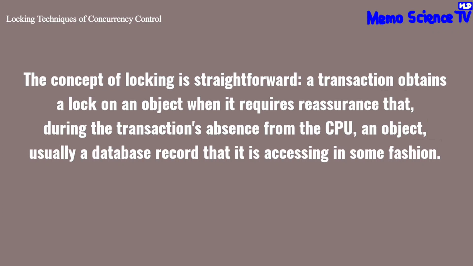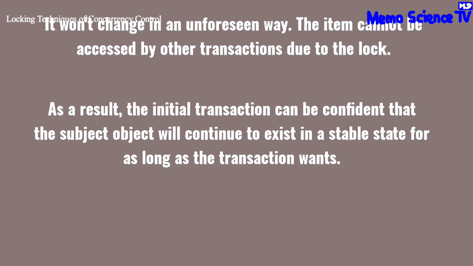The concept of locking is straightforward. A transaction acquires a lock on an object when it requires reassurance that, during the transaction's absence from the CPU, this object, usually a database record that it is accessing in some machine, will not change in an unforeseen way. The item cannot be accessed by other transactions due to the locking variable. As a result, the initial transaction can be confident that the subject object will continue to exist in a stable state for as long as the transaction wants.